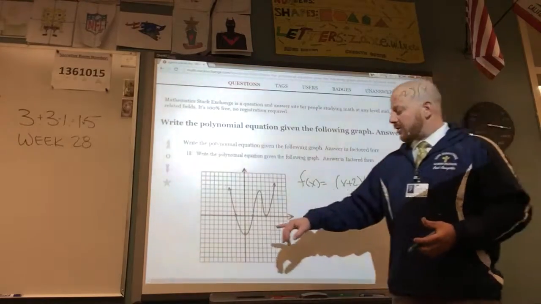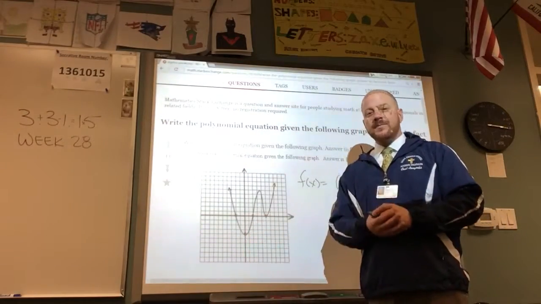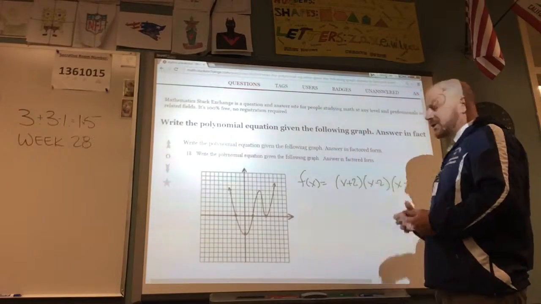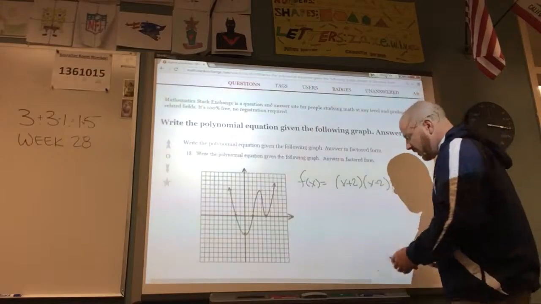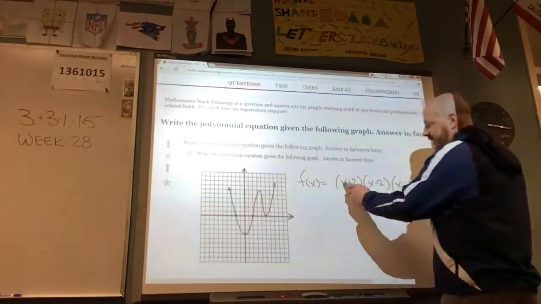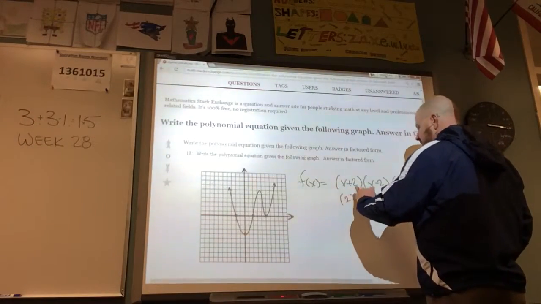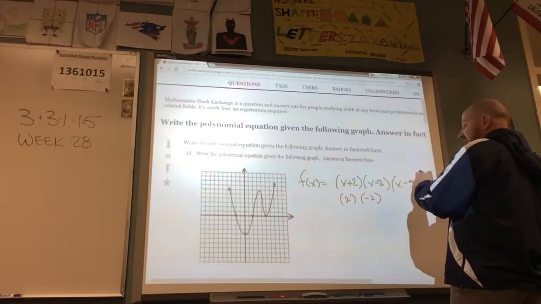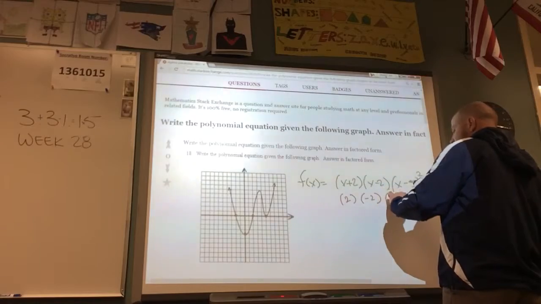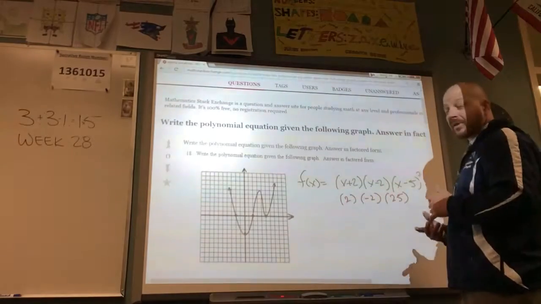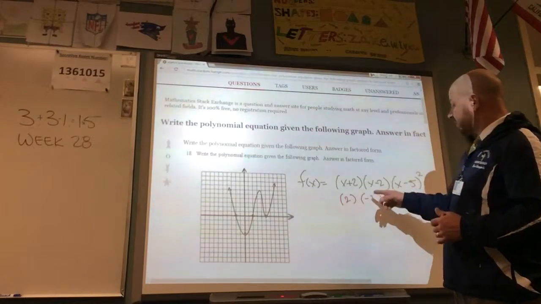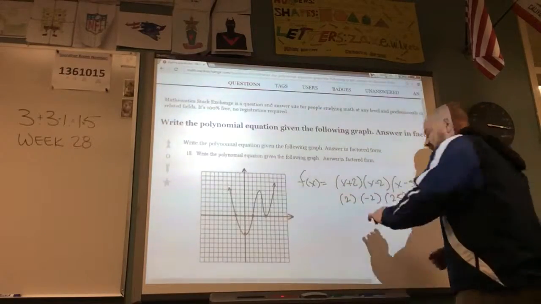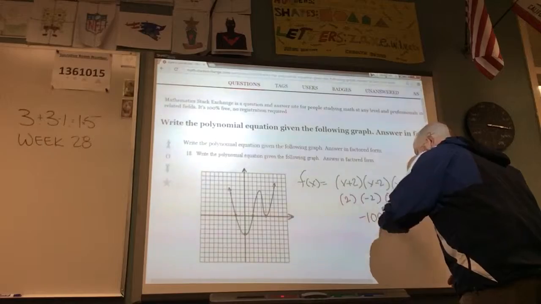Now we get this one other point down here at (0, -4). And that tells me when I plug in 0 for x, I should get out -4. Well, at the moment, if I plug in 0 for x, I'm going to get 0 plus 2, which is 2, 0 minus 2, which is -2, and then 0 minus 5 is -5 squared is positive 25. So at the moment, when I plug that in, I'm going to get out 25 times -2 times 2, or 25 times -4. So I get out -100 when I plug in 0 for x.